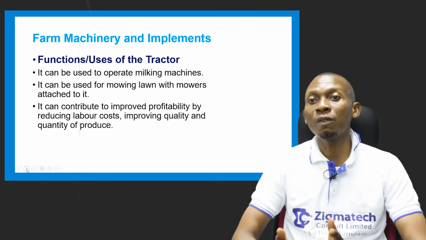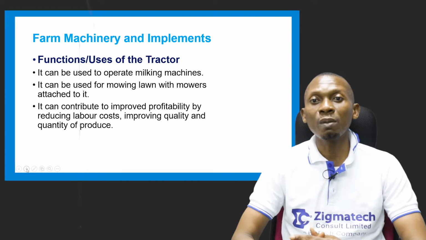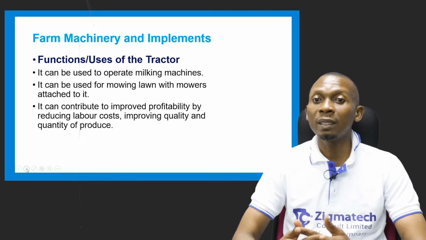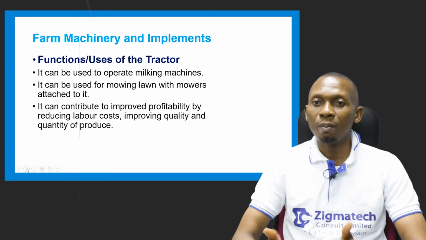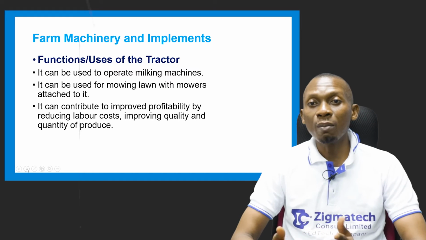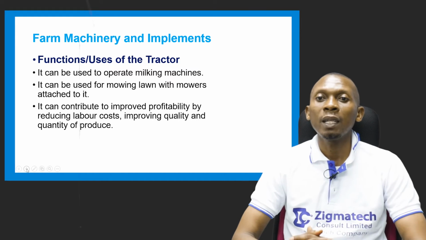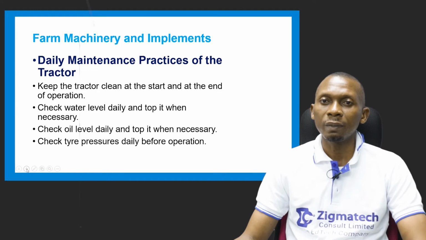It can also be used for operating the milking machines. It can be used for mowing lawns with mowers attached to it. It can also contribute to improved profitability by helping to reduce the labor cost, because you do not need too much labor when you make use of machines as against when you do things manually. And this can help to improve the quality and quantity of our produce.